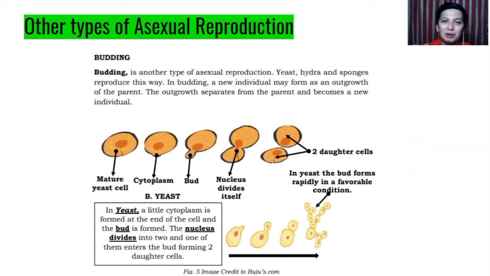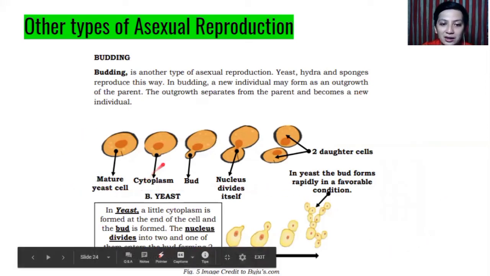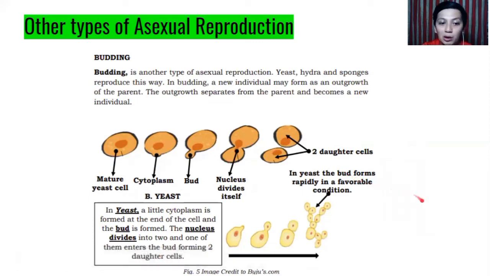So parang nagkakaroon ng nakausli dun sa katawan ng parent, and then yun yung nagiging another offspring or yung kanyang baby. So dun sila nagpapadami in the process of budding. So this is the mature yeast cell, and then makikita nyo unti-unti lumalaki yung part na kung saan we call it bud.